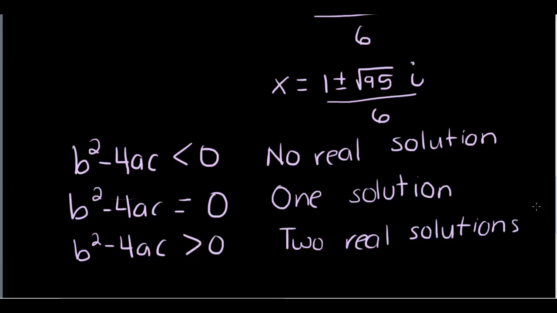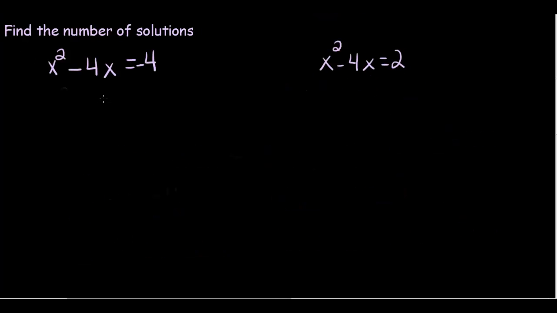So let's go ahead and work on some examples and see each one of these different scenarios. We're going to determine how many solutions each one of these equations have. And we're going to begin with this one. To use the quadratic formula, we have to write the equations in standard form. So we're going to have to make this equation equal to 0. So I'll add 4 to both sides. And I will end up with x squared minus 4x plus 4 equals 0.